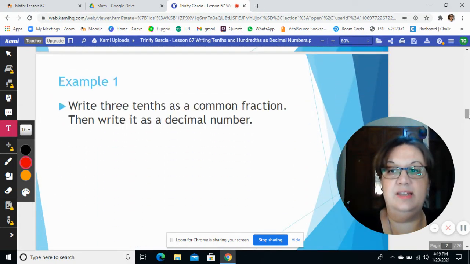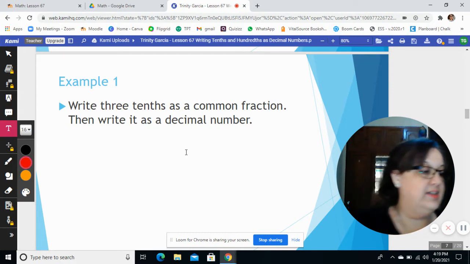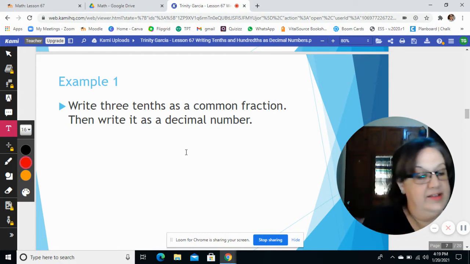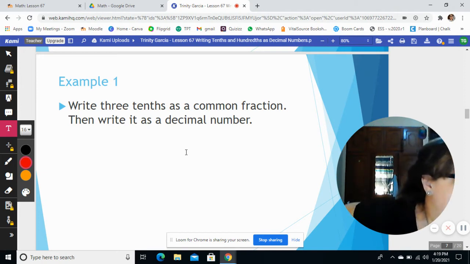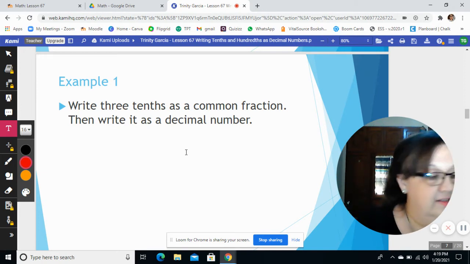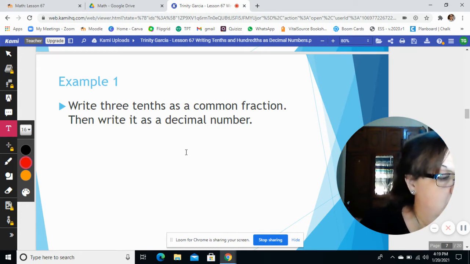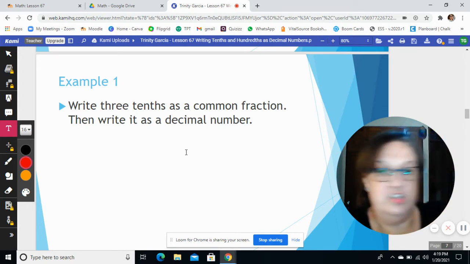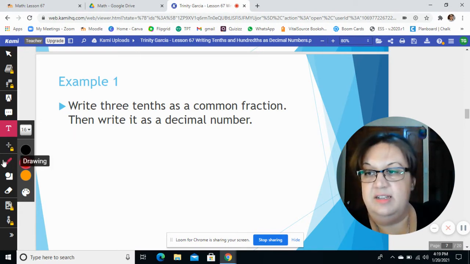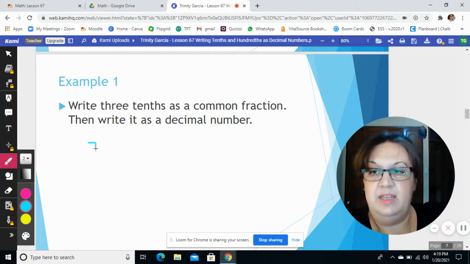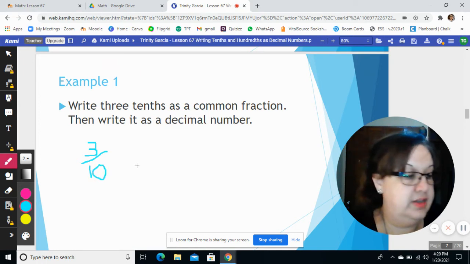So let's look at example 1. Write 3/10 as a common fraction and then write it as a decimal. Okay, so first we need to write it as a common fraction and then we're going to write it as a decimal. The 3/10 is written as a common fraction just like you would imagine it is, okay? You're going to write 3 over 10. Okay, nothing new there. That should be easy. We've been doing that.